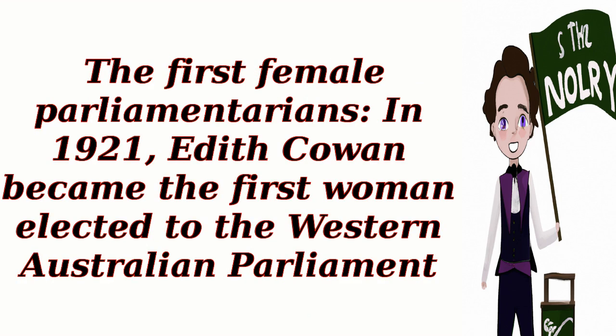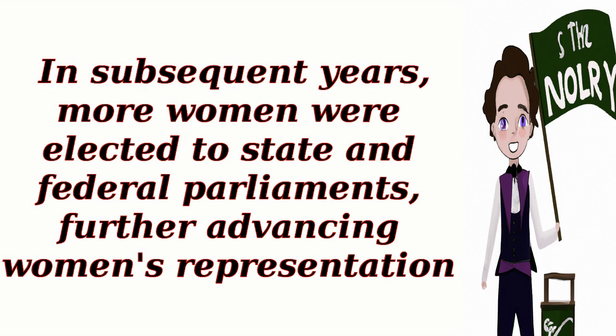The first female parliamentarians. In 1921, Edith Cowan became the first woman elected to the Western Australian Parliament. In subsequent years, more women were elected to state and federal parliaments, further advancing women's representation.